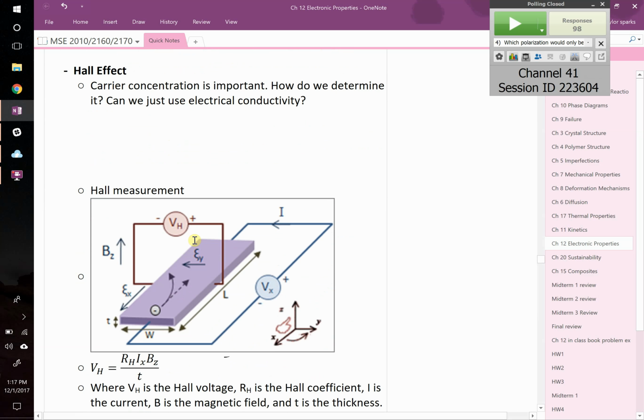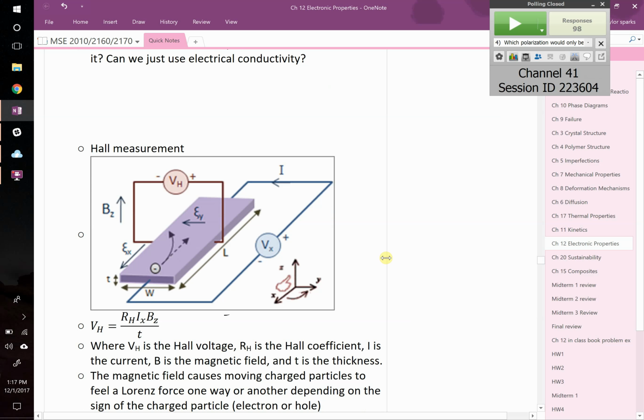Okay, let's talk about the Hall effect. We know that carriers are important. We can use them to calculate electrical conductivity. But how do you know if you've doped it the right amount? How do you figure out how many carriers are actually there at any given time? That's harder to do, but there's a great tool for it. It's called a Hall measurement.